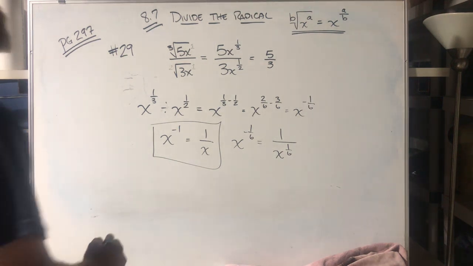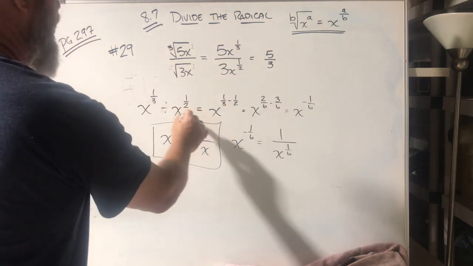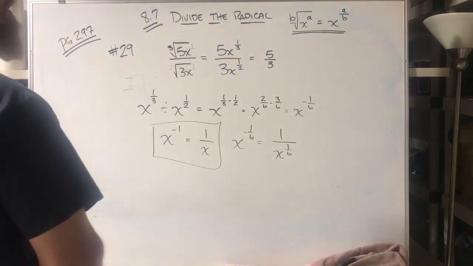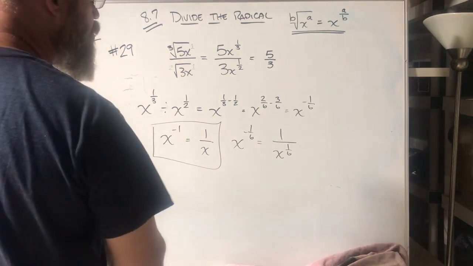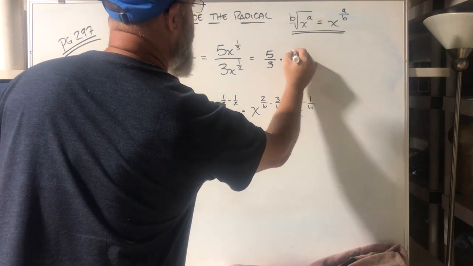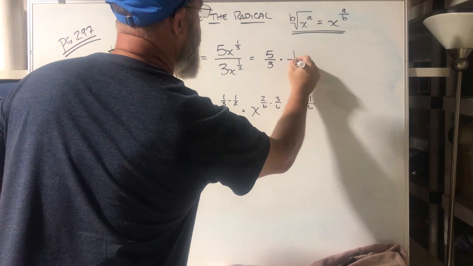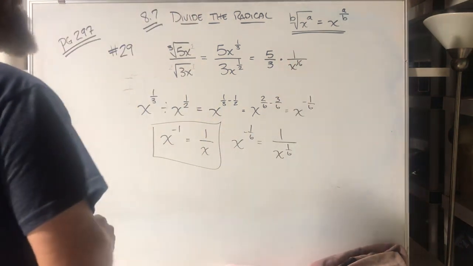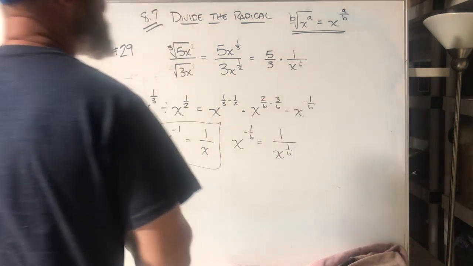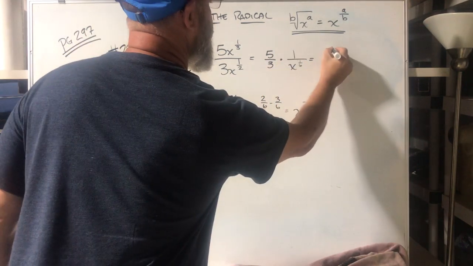Okay, so we know that x to the 1/3 divided by x to the 1/2, we subtract and we get x to the negative 1/6, which we know is 1 over x to the 1/6. So this is multiplied by 1 over x to the 1/6. Let me do that better here. It'd be the 1 over 6, right? Which equals 5 times 1 is 5.